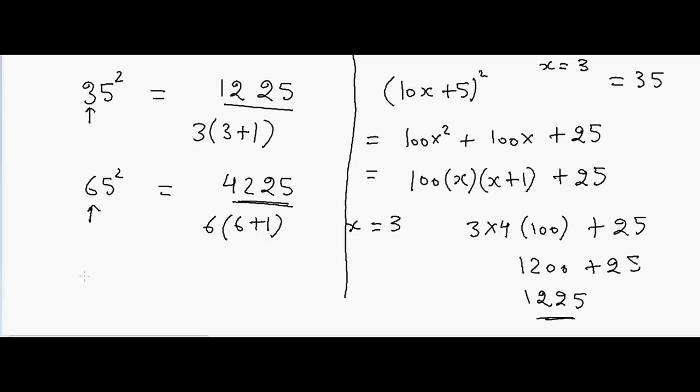Another example, if I have 85 squared and I want to do a square, that will be equal to 25 at the end, and we do 8 into 9, that's equal to 72. So the answer is 7225. So this is how this trick works.